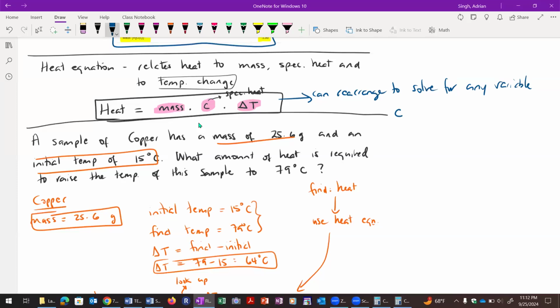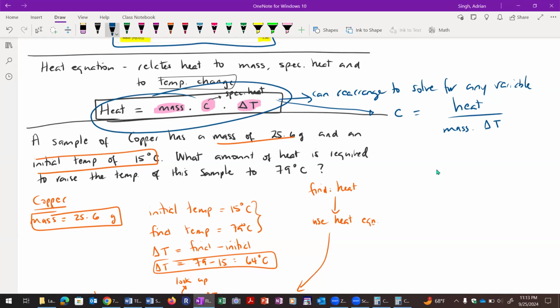If I don't know what a sample is, but I do know how much heat I provided to it, I know what the mass of it, I know what the temperature change, I can actually determine the specific heat experimentally and then compare it to a known set of values to actually identify what that substance is. So in this case, the specific heat there would be equal to the heat divided by the mass times the change in temperature. I just rearrange this equation and I can do that with any of the other variables in that equation. We just do a little bit of mathematical massaging to the equation to solve for any of the unknowns.